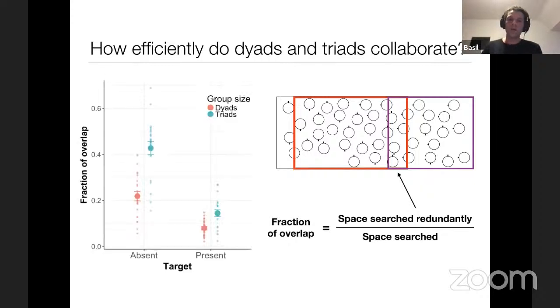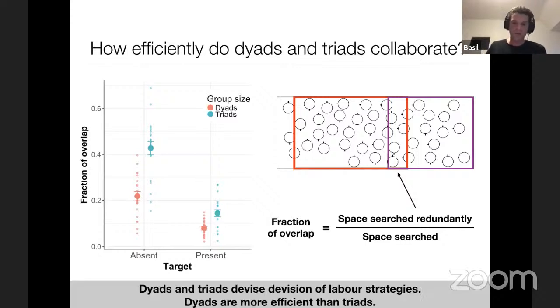If we now look at the fraction of overlap as a function of dyads and triads and also target absent and present, we find that the dyads are actually much more efficient in dividing the labor than the triads. So the triads search more redundantly than the dyads, in other words. What we find here is, as I said before, that dyads and triads do use division of labor strategies. We know that from questionnaires, but we now also know that dyads are more efficient than triads when performing the search task together.